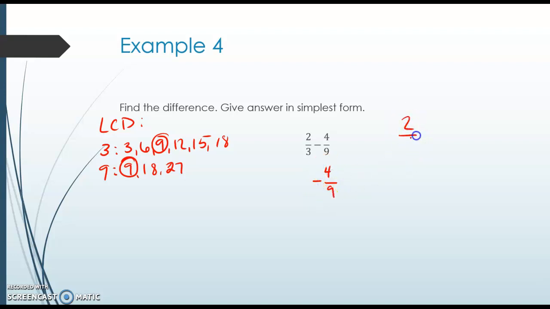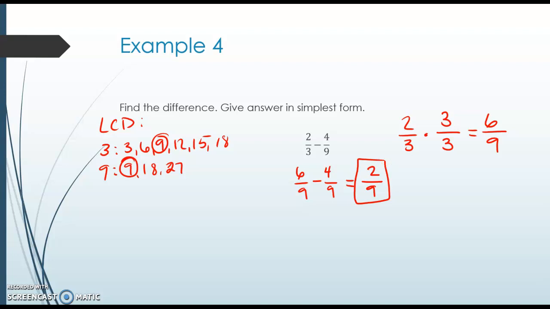I just have to change the 2/3, multiply it by something to make it something over 9. So I know that 3 times 3 is 9. So what I take my denominator times, I've got to take my numerator times. So 2 times 3 gives us 6. And so now we're going to do 6/9 minus 4/9. 9ths are going to stay as my denominator. And then I'm going to do 6 minus 4, which is 2. And 2 does not divide into 9. And so 2/9 is our final answer.